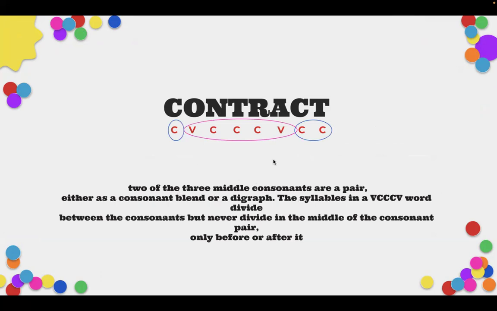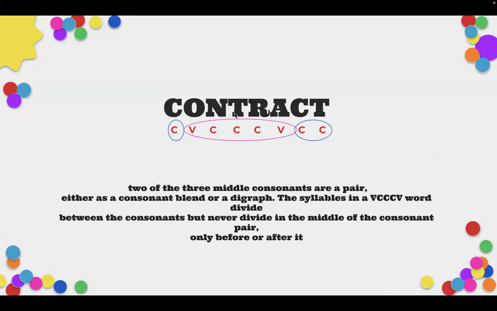Now, two of the three middle consonants are a pair, either as a consonant blend or a digraph. The syllables in a V, C, C, C, V word divide between the consonants, but never divide in the middle of the consonant pair, only before or after it. What this essentially means is when sounds are put together with other letters, you cannot break up that sound.